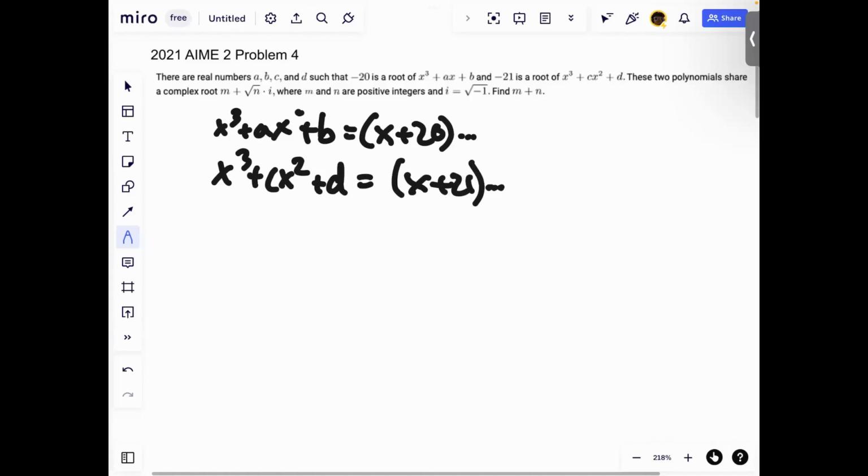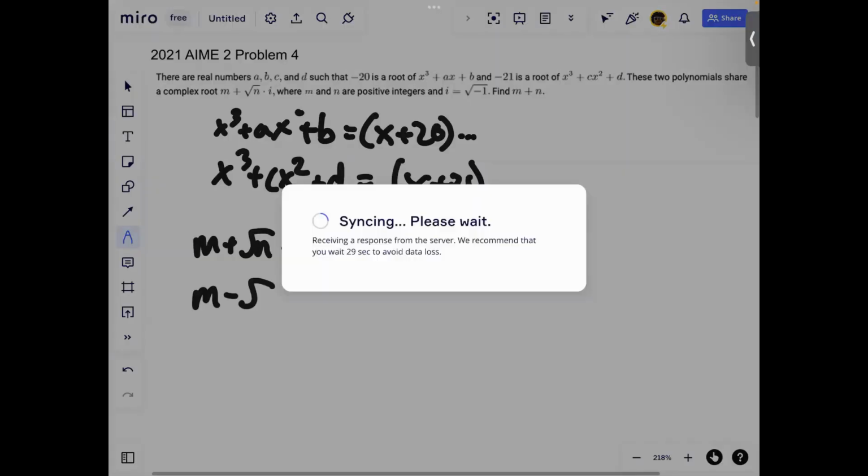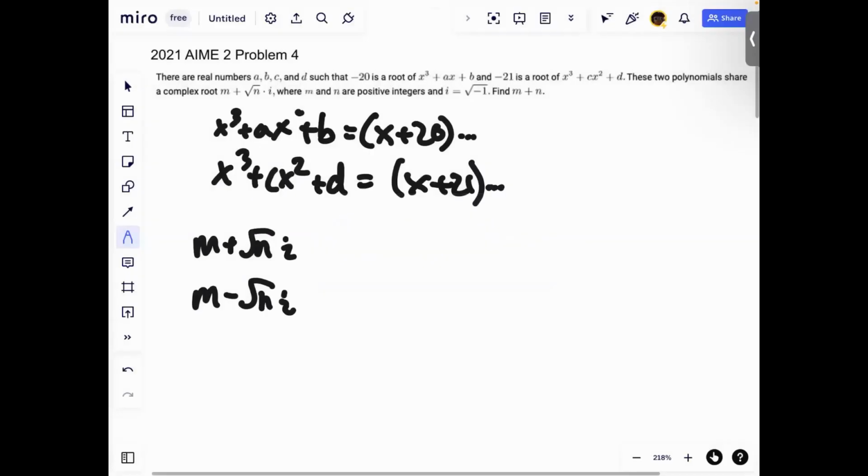And then since they share the complex root m plus root n i, and the coefficients are all real and rational, that means that we have to have the third root for the m minus root n i, because that's the conjugate of m plus root n i. So that means that the other quadratic for both of them should be the same.